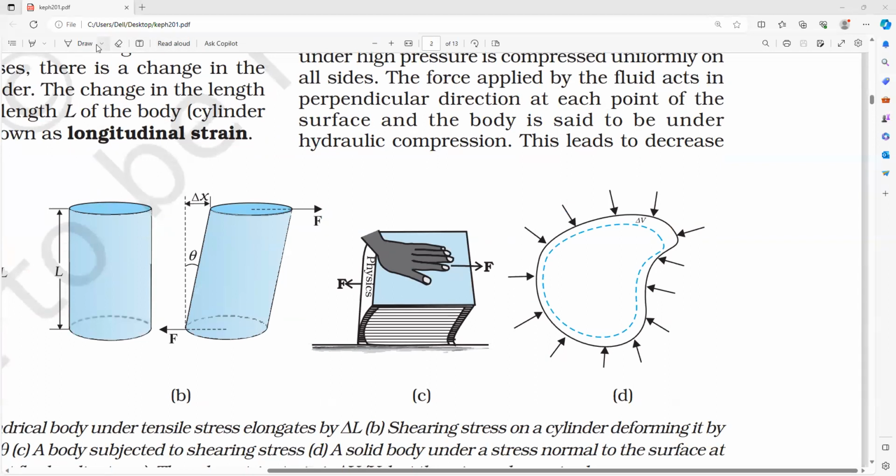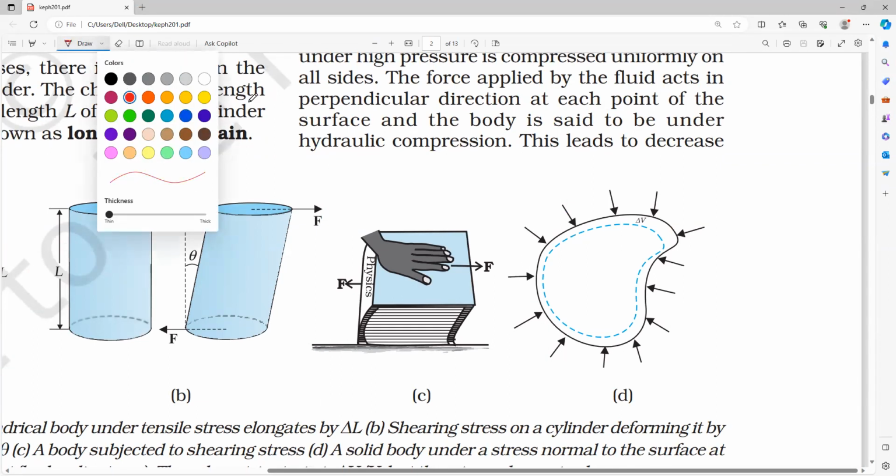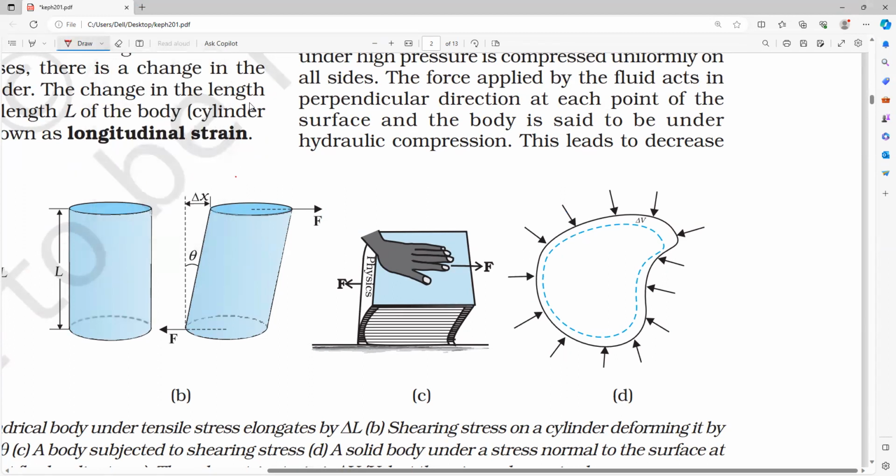So what is the formula we have done here? Simply remember two things: shear stress and shear strain. Shear stress is equal to force by area. Shear strain is equal to delta x divided by H, where the height you take as L or H, whatever it is. So if you do both, shear modulus G is equal to F by A divided by delta x divided by H, which is equal to F into H divided by A into delta x. This is the formula we have done.